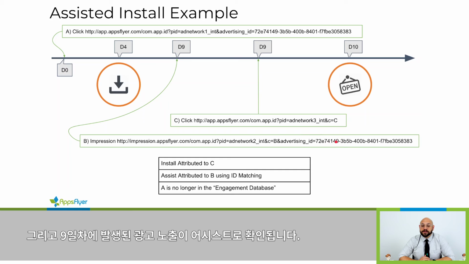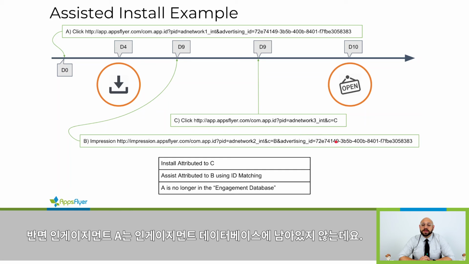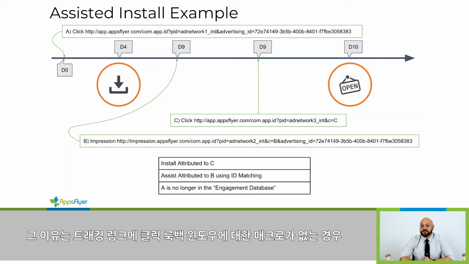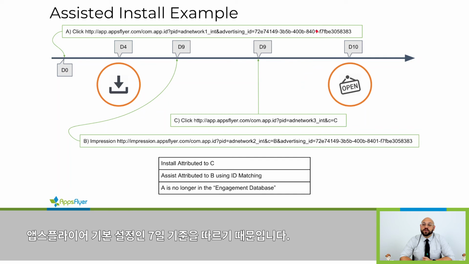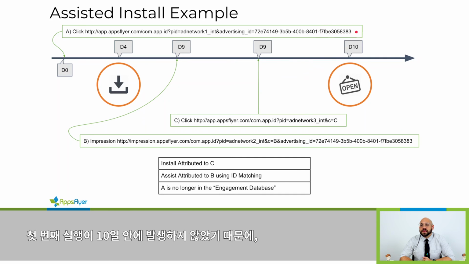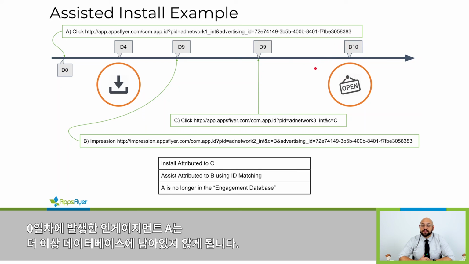on day 9. But engagement A is no longer in the engagement database. And the reason for this is that there is no click lookback window macro on the tracking link, meaning it defaults to 7 days. And since the first open didn't happen until day 10, that engagement record is no longer in the engagement database.